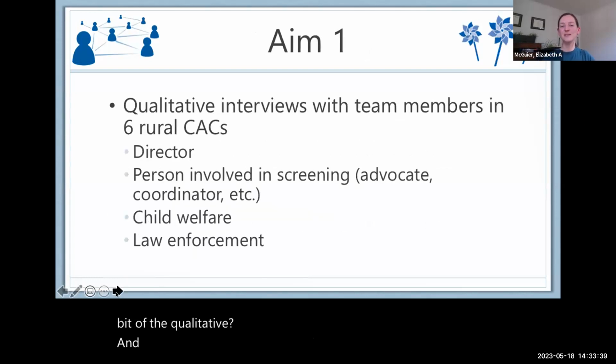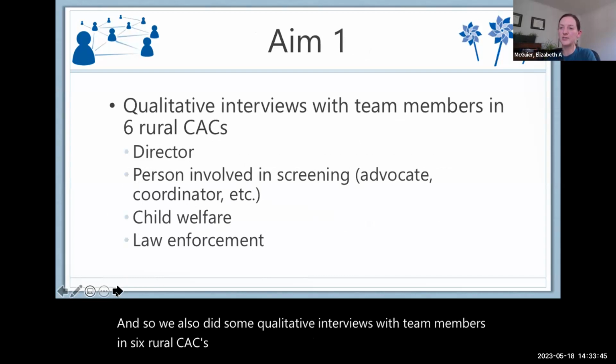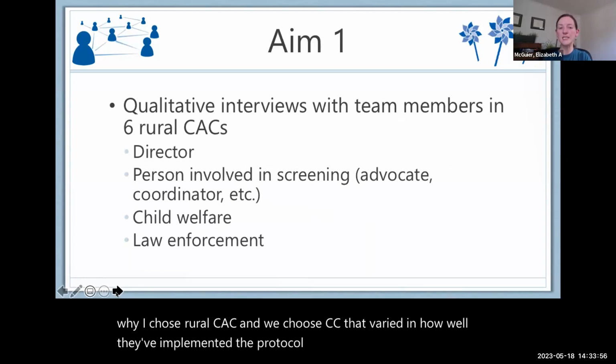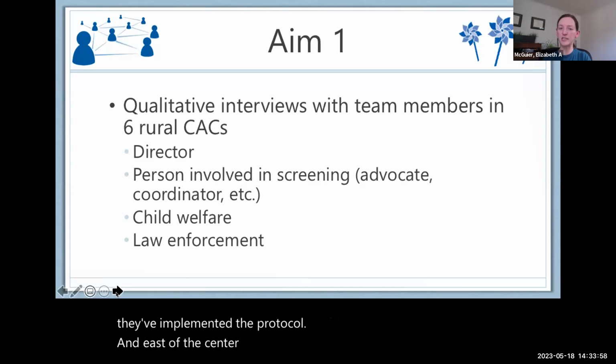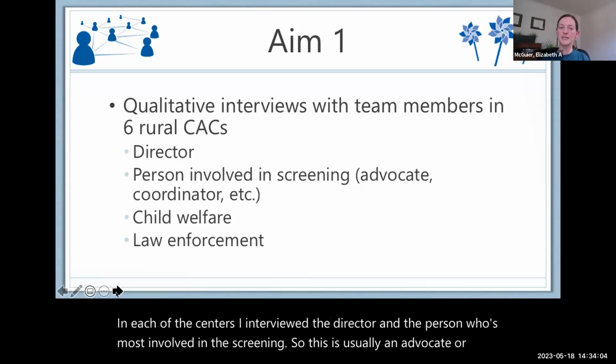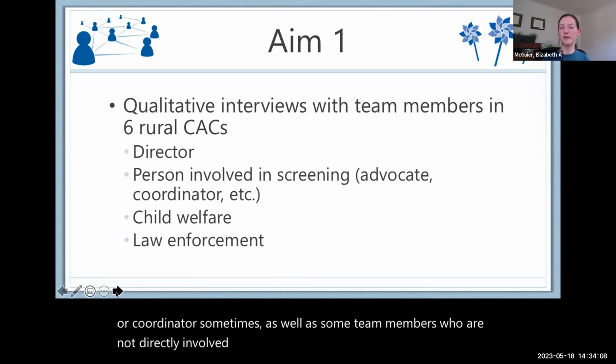So we also did some qualitative interviews with team members in 6 rural CACs. I was particularly interested in rural areas, so that's why I chose rural CACs. And we chose CACs that varied in how well they'd implemented the protocol. In each of the centers, I interviewed the director, the person who's most involved in the screening, usually an advocate or a coordinator of some kind, as well as some team members who are not directly involved, so child welfare and law enforcement.